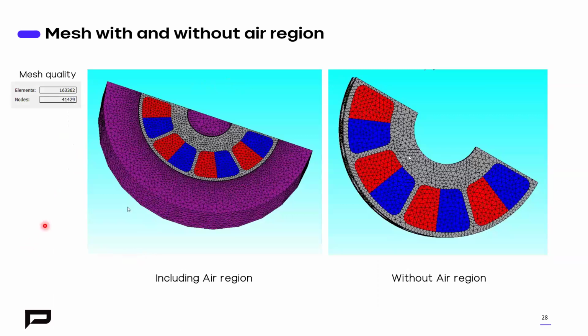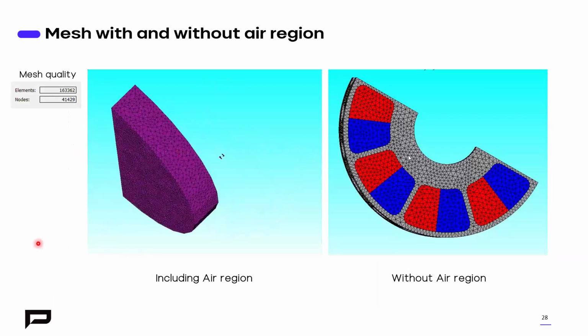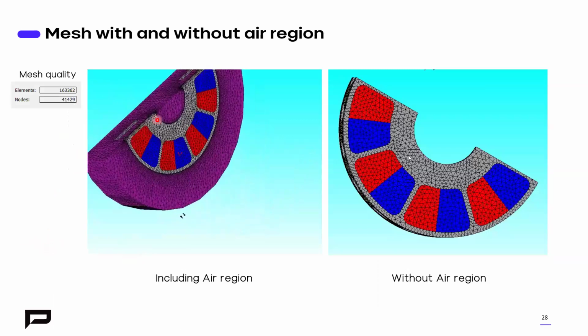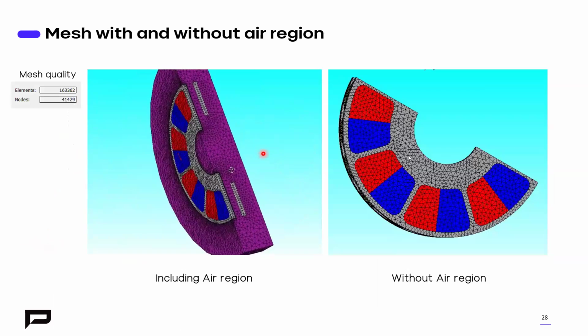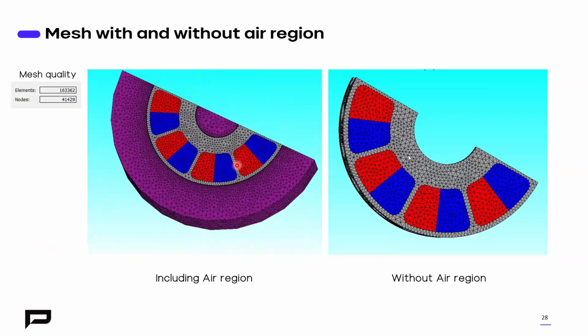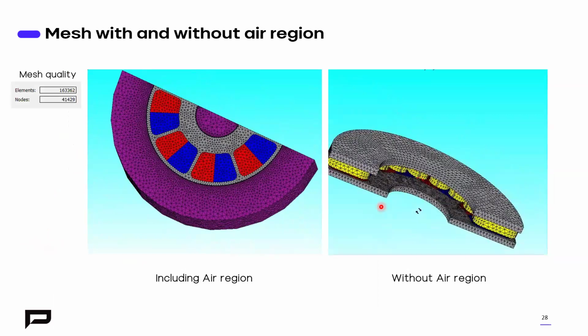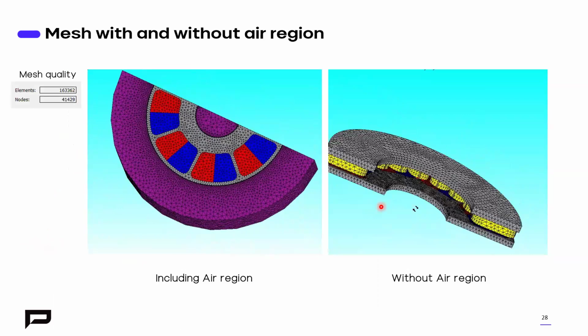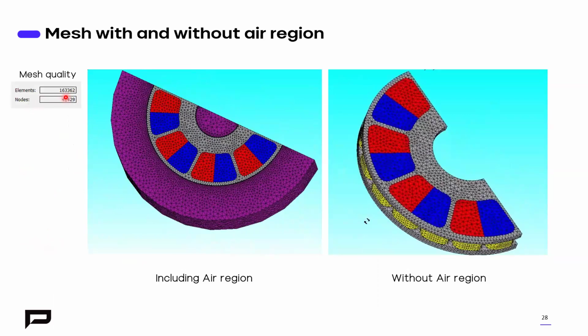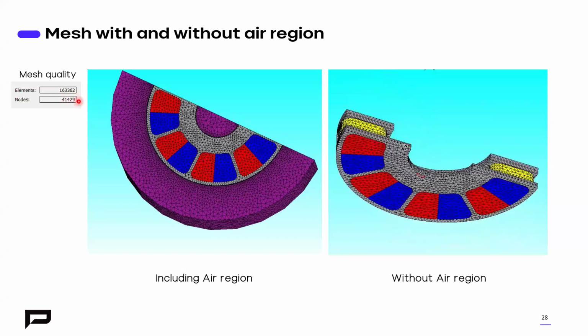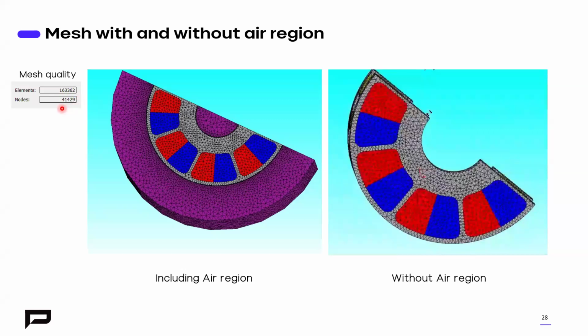So this is how the mesh region will be looking, which is including the air region. The air region alone is G into 4 times gap length. And this is without the air region. So all we have are finite mesh elements, and the number of elements here is around 1,63,000, and 41,429 nodes are there in this mesh model.